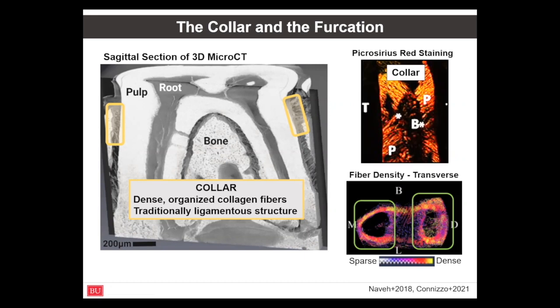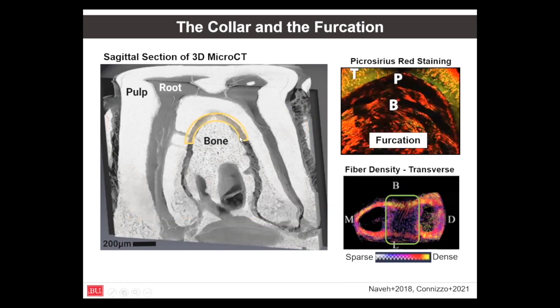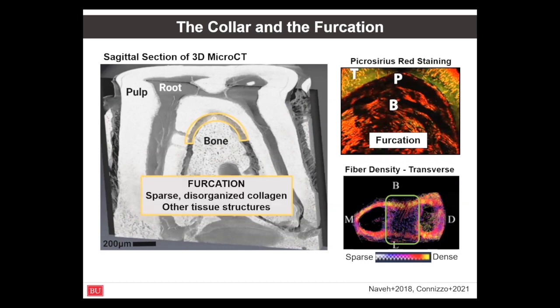Another region that's of interest to us is just underneath the middle of the two roots, and this region is called the furcation. And the furcation is interesting because unlike the collar, it actually has sparsely disorganized collagen, as you can see in the maps on the right. And there's also other tissue structures here, such as blood vessels and potentially nerves. And so it's kind of a complex environment that is exhibiting different mechanical properties, as I'll show you later in the talk, but also potentially an area for lots of remodeling and lots of nutrient transfer.